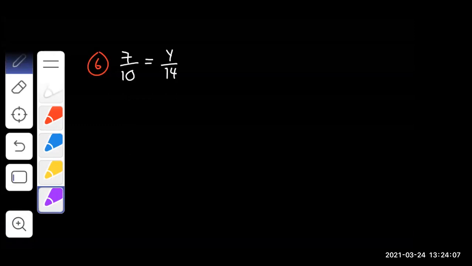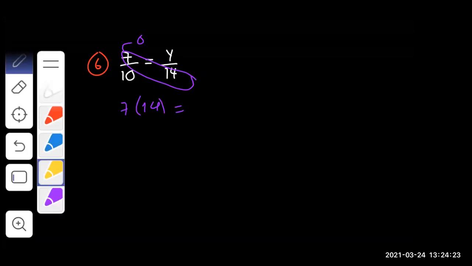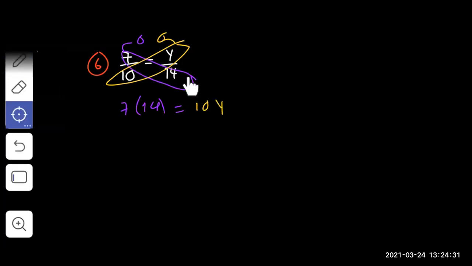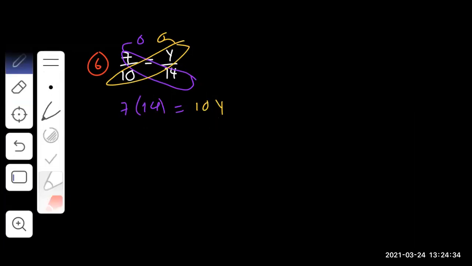You're amazing, guys. Okay, let's solve this one. I'm going to use the butterfly method to solve this. In this part, I need to multiply 7 times 14. Let me multiply 7 parentheses 14, equals the other side would be 10 times y. I repeat, 7 times 14 and 10 times y. Let's simplify. 7 times 14, what is that equal to? Give me a hand. It's 98. Thank you. And I just copied 10y.